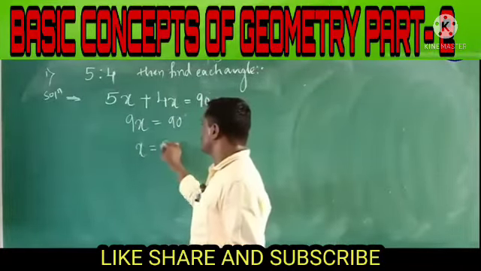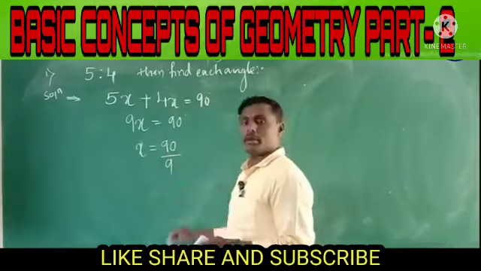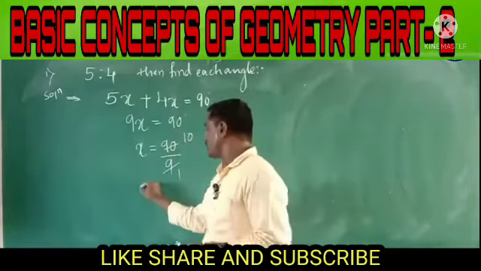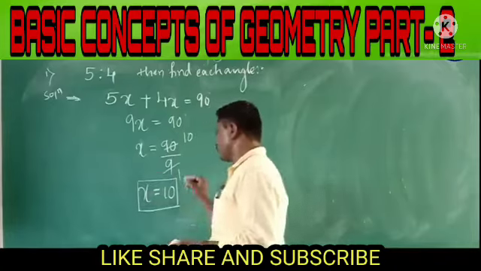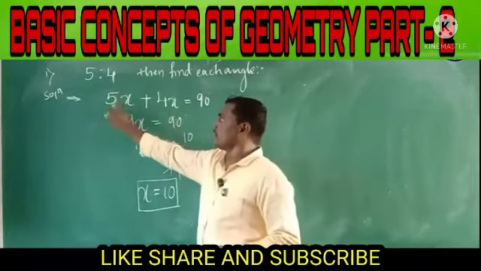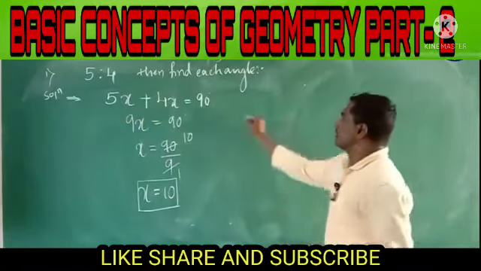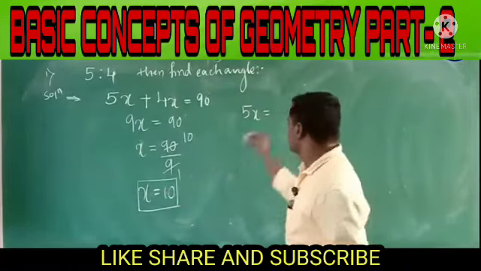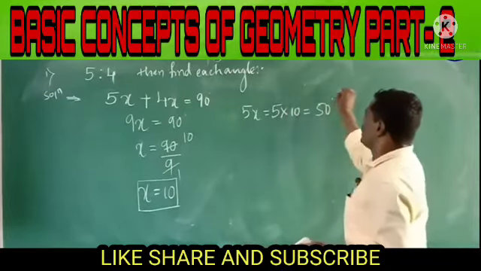So x is equal to 90 divided by 9. 90 divided by 9, 9 tens are 90. So the x value is 10. Once we get the x value, we can easily calculate the two complementary angles. So the first complementary angle ratio is 5, right? So 5x, where the x value is 10. So 5 into 10 is equal to 50 degrees.